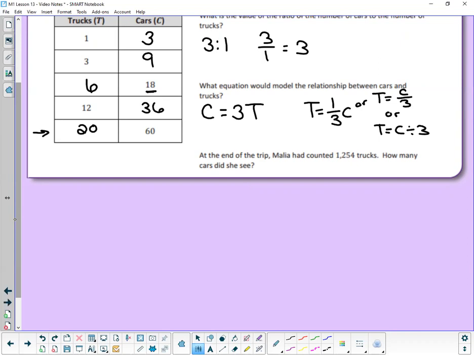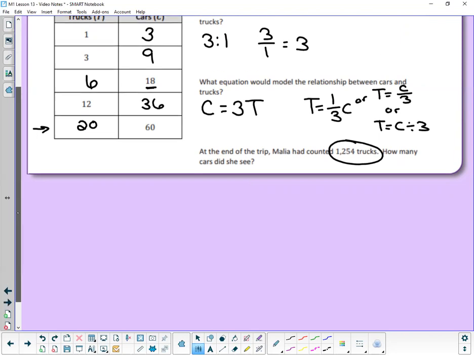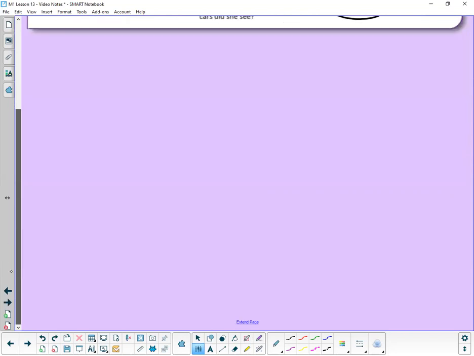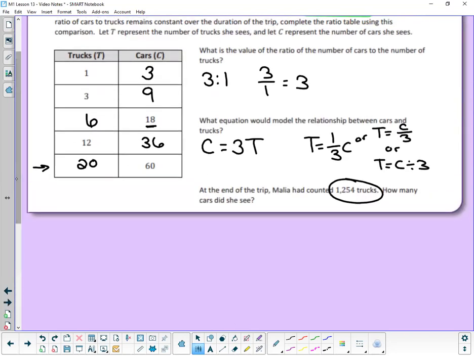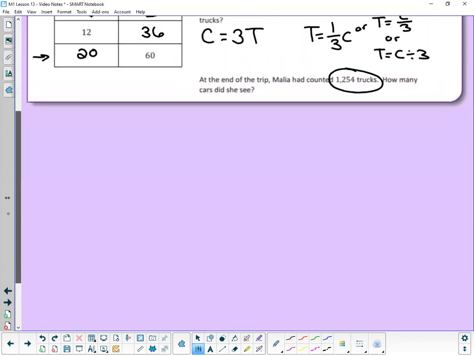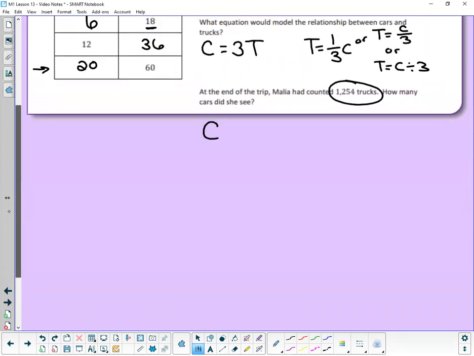So at the end of the trip, Malia counted 1,254 trucks. How many cars did she see? So remember, she's asking about the number of cars. So what I'm going to do is say, this is what we're trying to figure out. I want the C all by itself because that's what we're trying to solve. Well, that means I'm going to use this right here, because there's the cars right there.